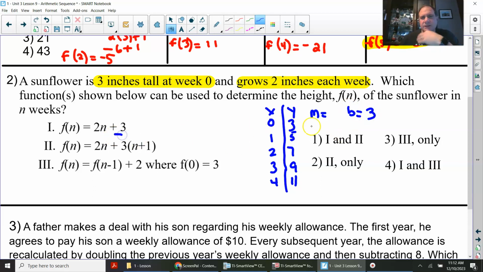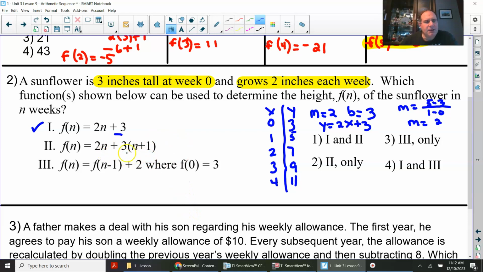So that's good. And for the slope, you could do m equals 5 minus 3 over 1 minus 0. You just break it down easy, so it's not very difficult. M is 2. So y equals mx plus b equals 2x plus 3, and that's 2n plus 3, so this is good.